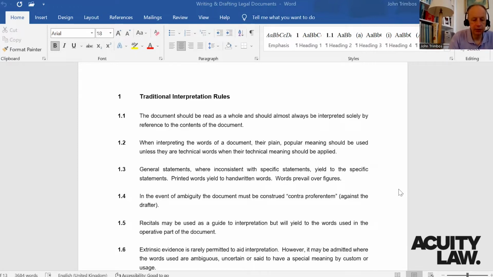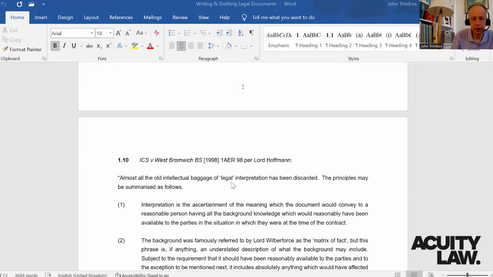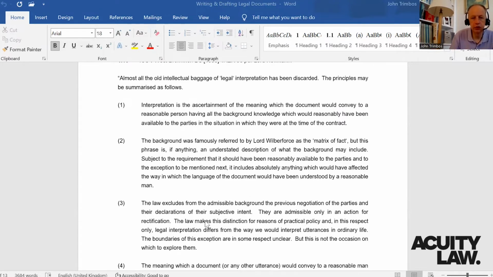But it was only under the very rarest of circumstances that the courts were inclined to look outside the printed page for help with interpretation. Now, that changed a lot in 1998 with this case, Investors' Compensation Scheme versus West Bromwich Building Society, where Lord Hoffman said in the leading judgment, almost all the old intellectual baggage of legal interpretation has been discarded. So what he said was these old interpretation rules are way past their sell-by date, and we need to move on and adopt a different approach from now on.